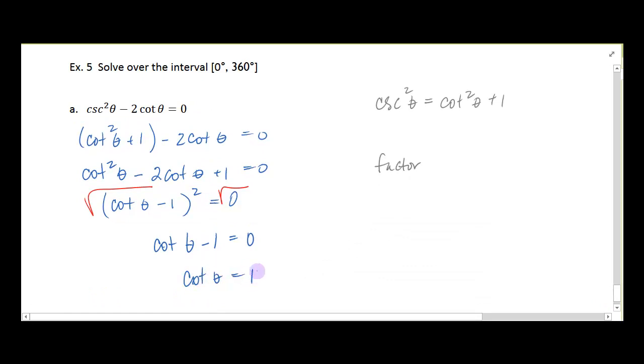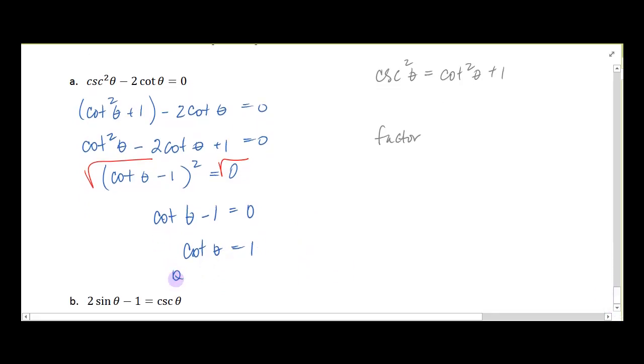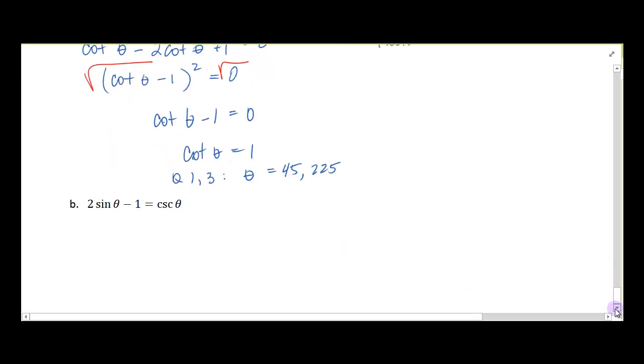So I ask myself, for what angle, when I take the cotangent of it, do I get back a positive 1? Well, that must be angles that are occurring in quadrants 1 and 3, and therefore I'm looking at 45 degrees in quadrant 1 and 225 for the angle in quadrant 3. Okay, so we used the Pythagorean identity, replaced it, and then solved from there. Let's try one more together.